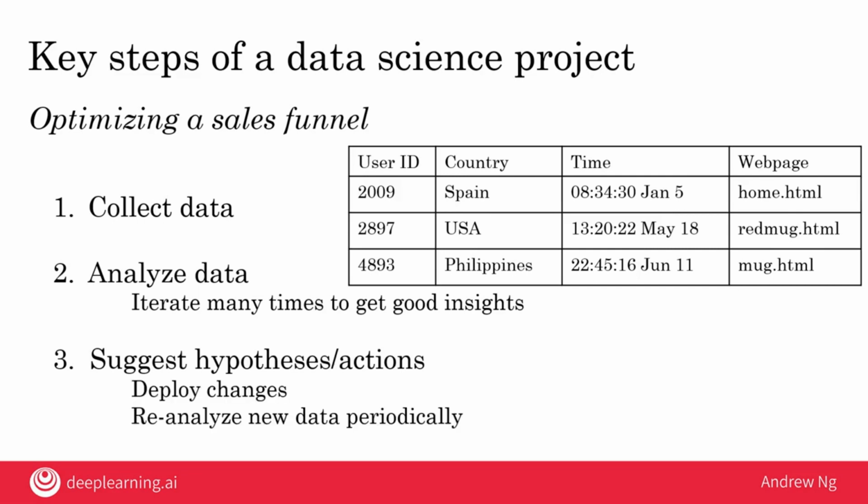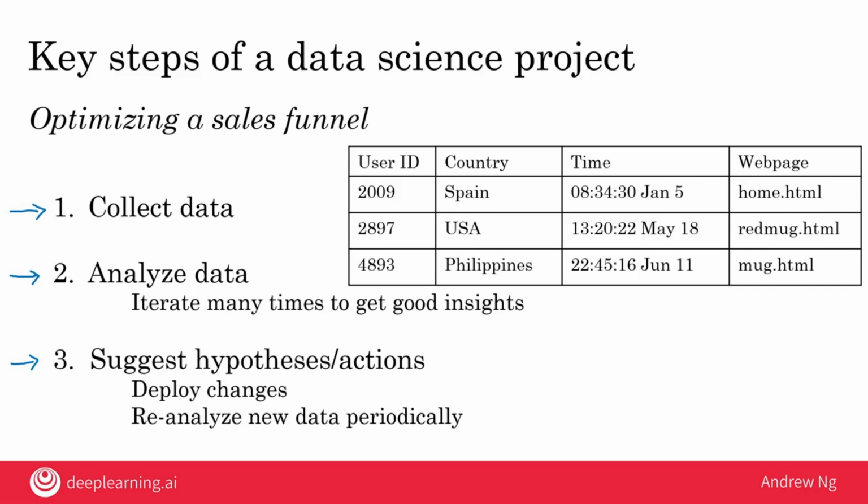When you take some of these suggested actions and deploy these changes to your website, you then start to get new data back as users behave differently now that you advertise differently at the time of siesta or have a different checkout policy. And then your data science team can continue to collect data and reanalyze the new data periodically to see if they can come up with even better hypotheses or even better actions over time. So the key steps of a data science project are to collect the data, to analyze the data, and then to suggest hypotheses and actions, and then to continue to get the data back and reanalyze the data periodically.